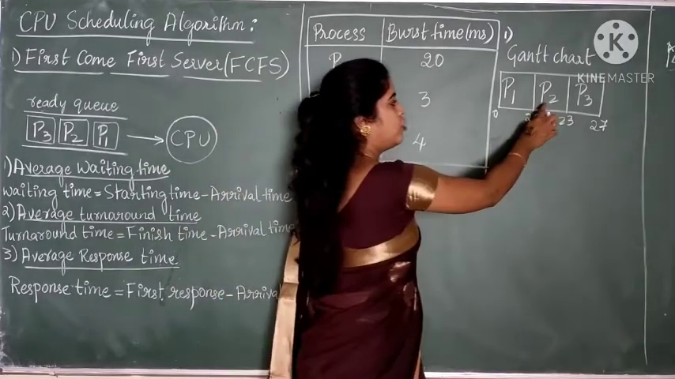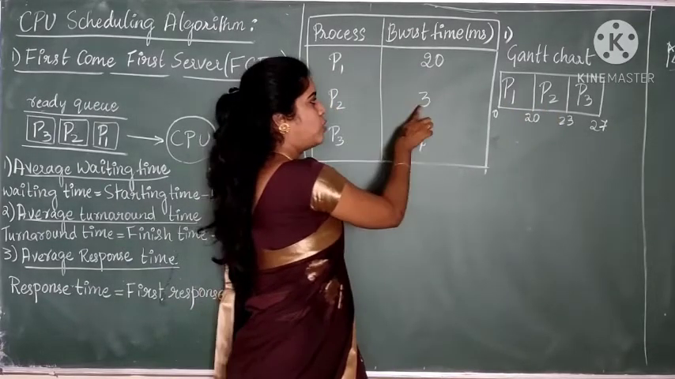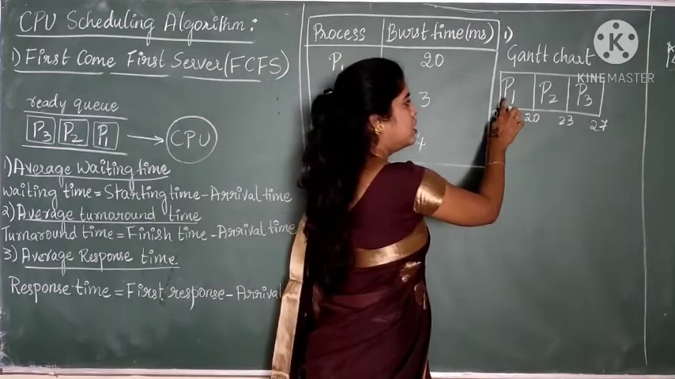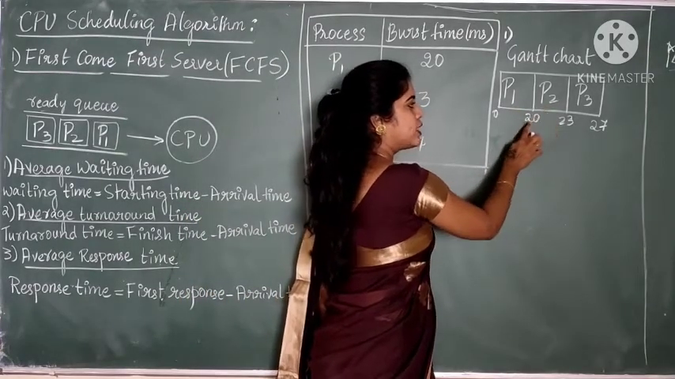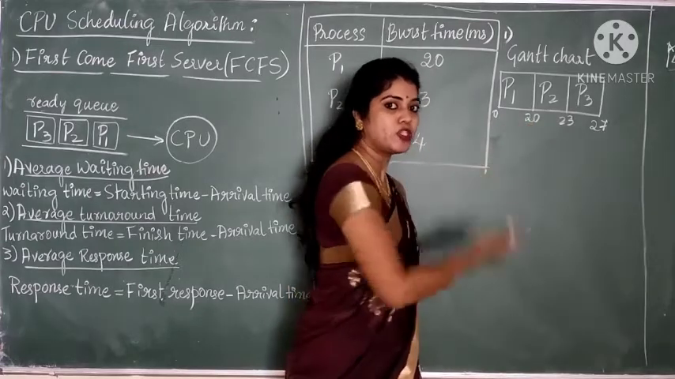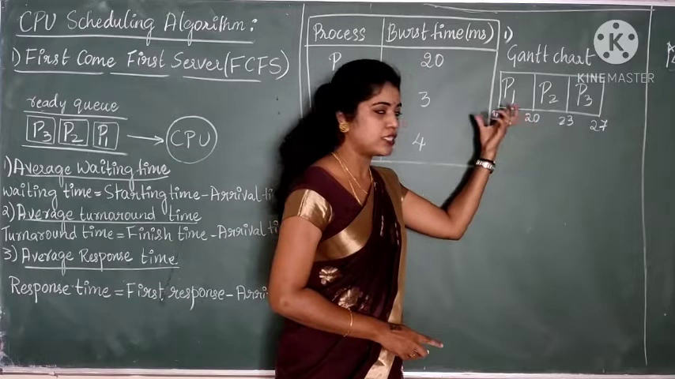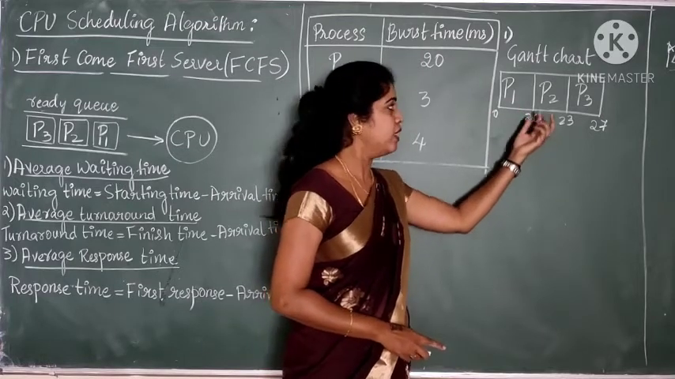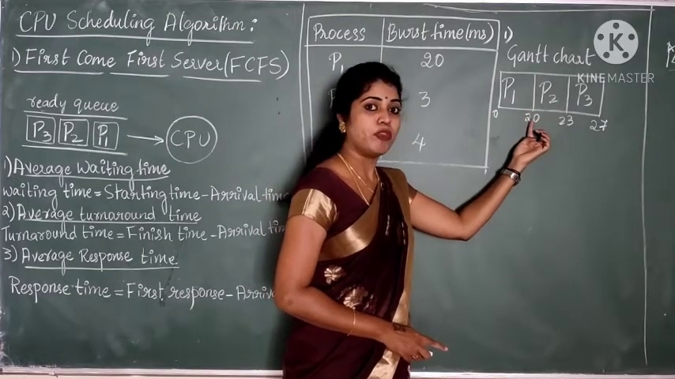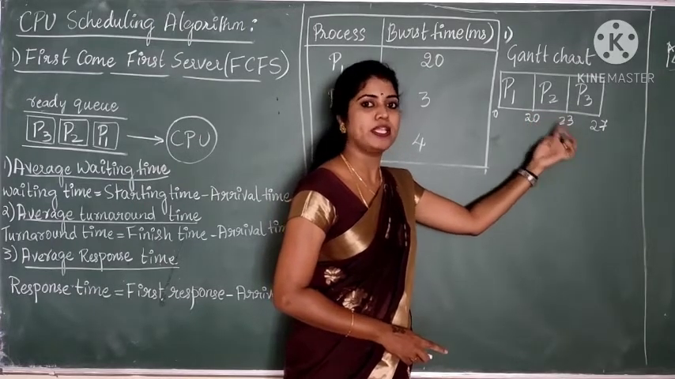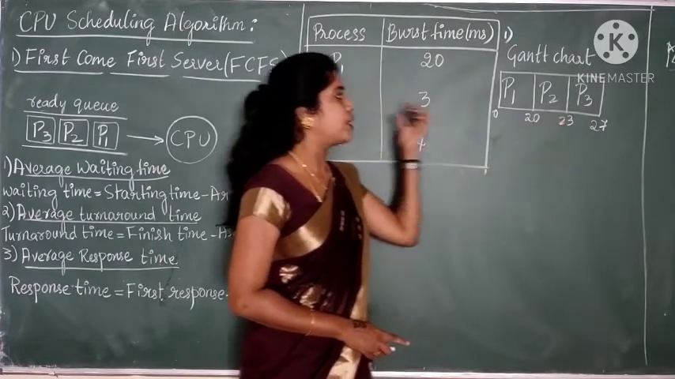Okay, next one you have P2. See P2, and what is the time required for P2? Only 3 milliseconds. Coming here, see, P1 is already done. P2 starts at 20 milliseconds. Why 20? Because from 0 to 20 milliseconds, P1 has taken it, and P2 will start from 20. 3 milliseconds will be taken by P2.